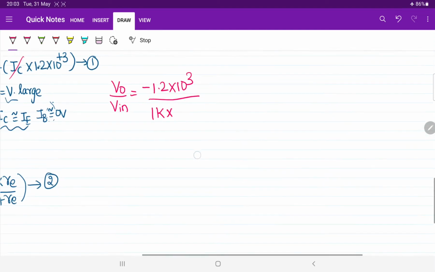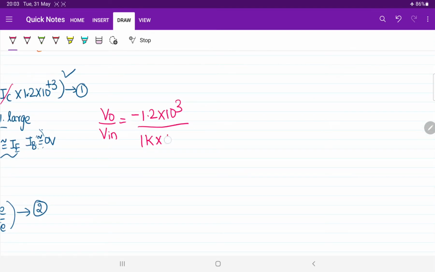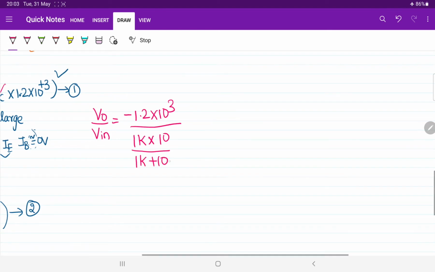Now you can take that and substitute the value of Re here. So that is 10 divided by 1K plus 10. 1K plus 10 is approximately 1K, because 1000 plus 10 will become 1010, or approximately equal to 1000 only. So from this, what I can say, this K will get cancelled.